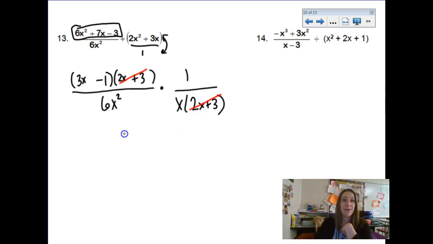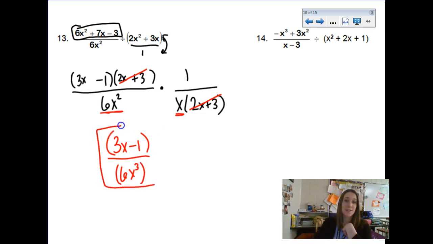And I guess that's it. So our numerator is 3x minus 1. And then down in the denominator, you have 6x times another x. 6x squared times another x. So you have 6x to the third. So again, that's a number. This is a monomial. I don't see any pieces or twins that cancel, so we're done.